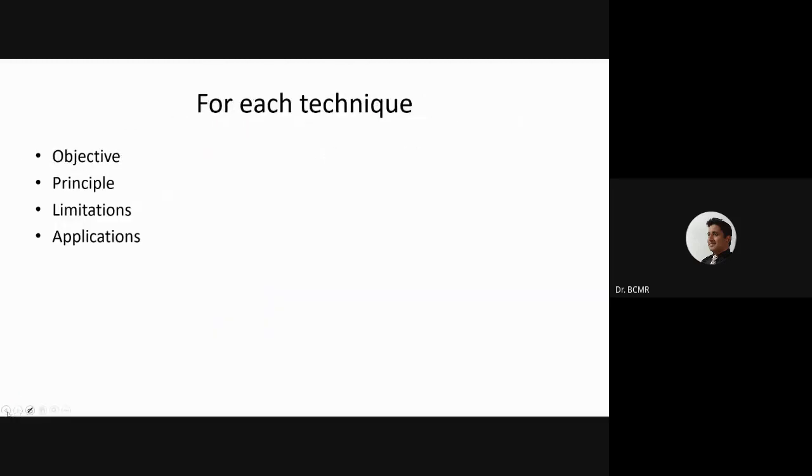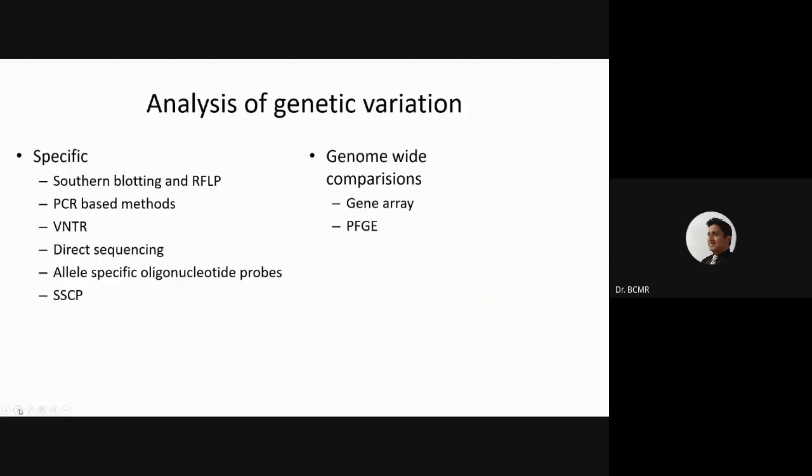So as a part of genetic variation, we will learn a few techniques. They are the ones that are predominantly used, popular ones. We have already finished Southern blotting and RFLP, restriction fragment length polymorphism. We have already finished PCR based methods, but maybe we'll see if we have to do. Variable number tandem repeats, that is one more thing we need to see.